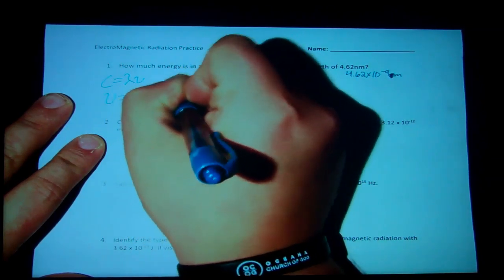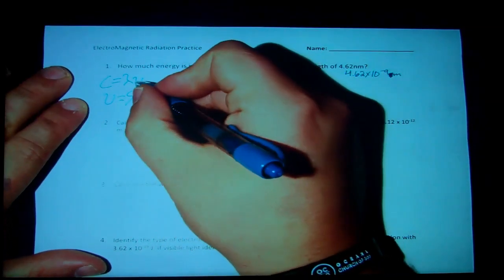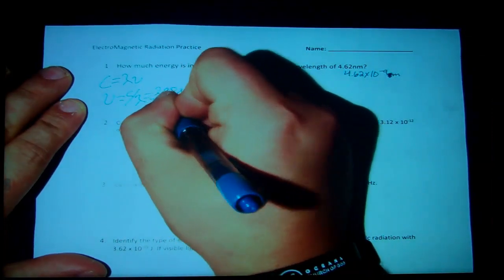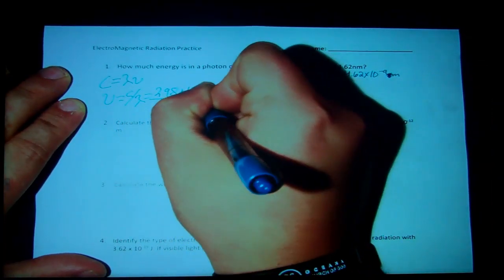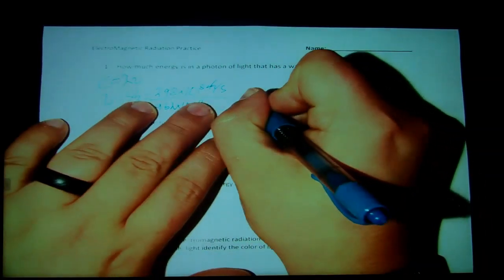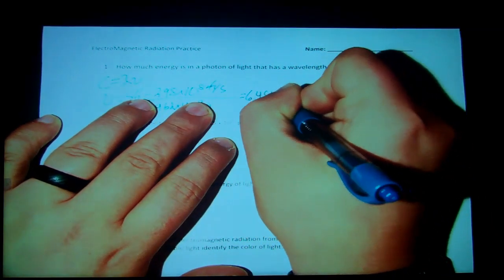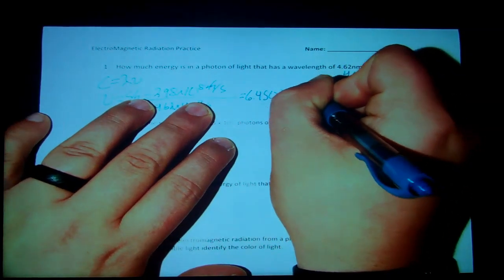So 2.98 times 10 to the 8 meters per second divided by that wavelength, which we were given, 4.62 times 10 to the negative 9 meters. Meters cancel out. So I get on here 6.4502 times 10 to the 16th hertz.